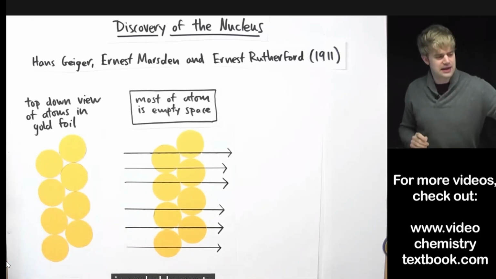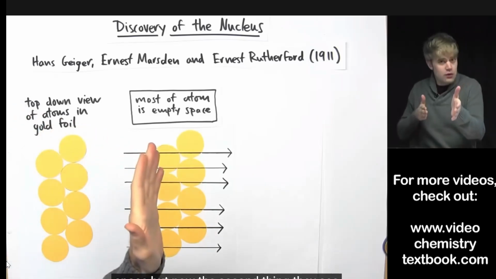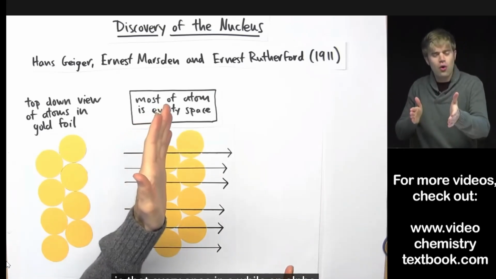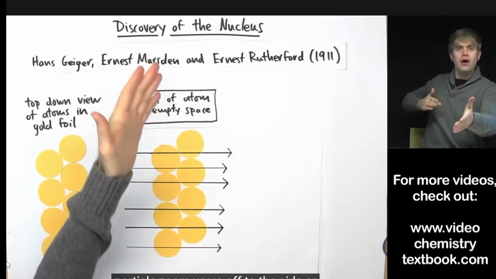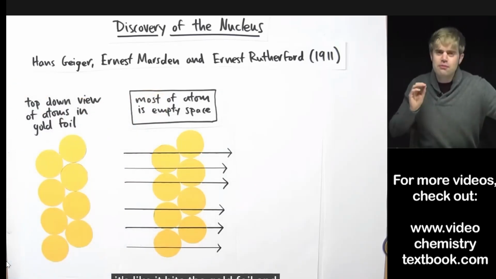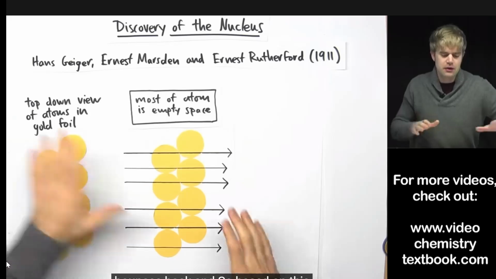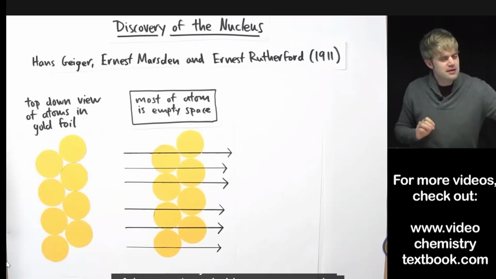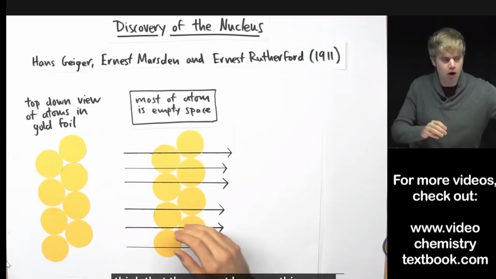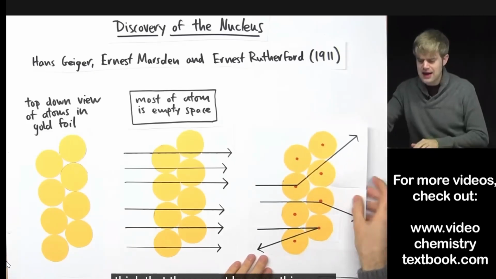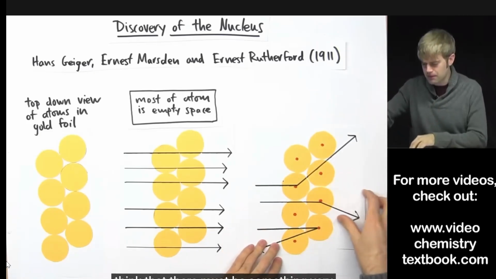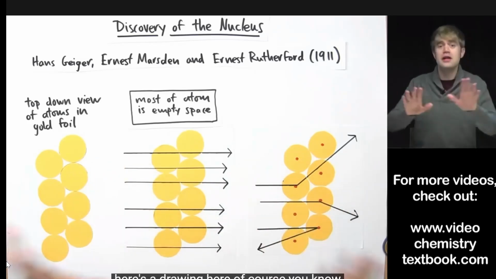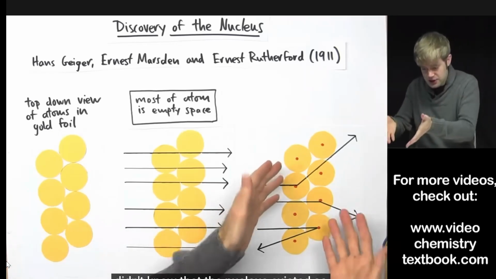But now the second thing they see is that every once in a while, an alpha particle, zoom, veers off to the side, or it's like it hits the gold foil and bounces back. And so based on this information, they reason that while most of the atom is probably empty space, there must be something very small but very hard inside each atom. And here's a drawing here. Of course, you know that this is the nucleus now, but they didn't know that the nucleus existed, so they had to discover it here.